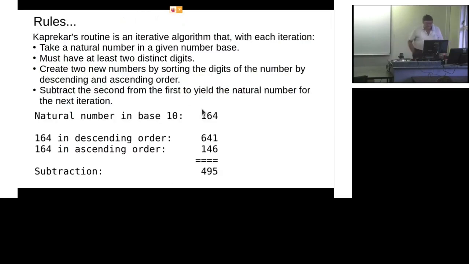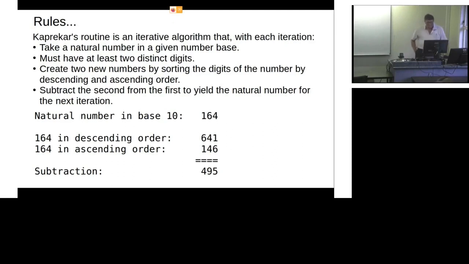The routine he came up with is an iterative algorithm. With each iteration, you take a natural number in any given base, and in my case, I'll take base 10. It must have at least 2 distinct digits, so you can't have 1111. You have to have at least, say, 112 or something like that. And you create 2 new numbers by sorting the digits of the number in descending and ascending order, and then you subtract the second from the first to yield the natural number for the next iteration.